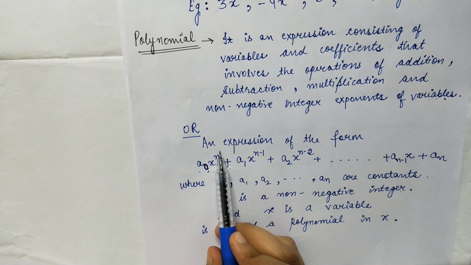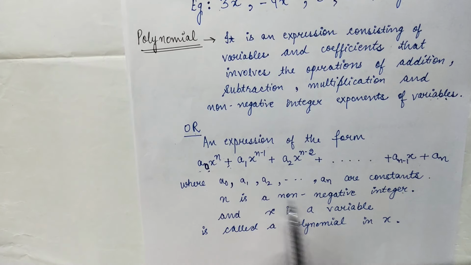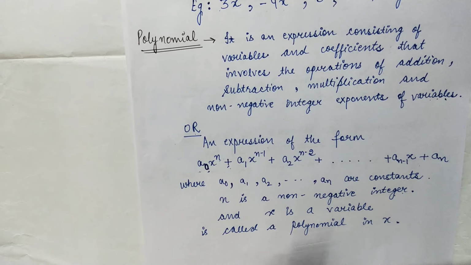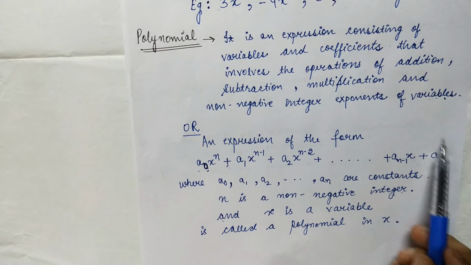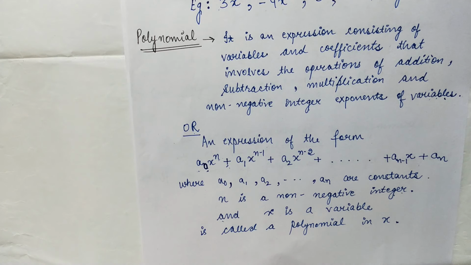Any constant is a polynomial. So this can be 0 also, but n is a non-negative integer. It is positive always. And x is a variable. This is called a polynomial in x. This type of expression is called a polynomial in x.